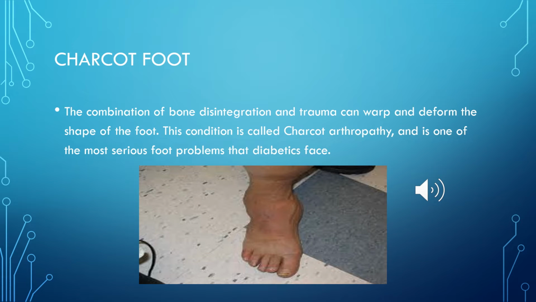The combination of disintegration and trauma can warp and deform the shape of the foot. It is a condition called Charcot foot arthropathy and is one of the most serious foot problems that diabetics face, but it also can have an effect on anyone.